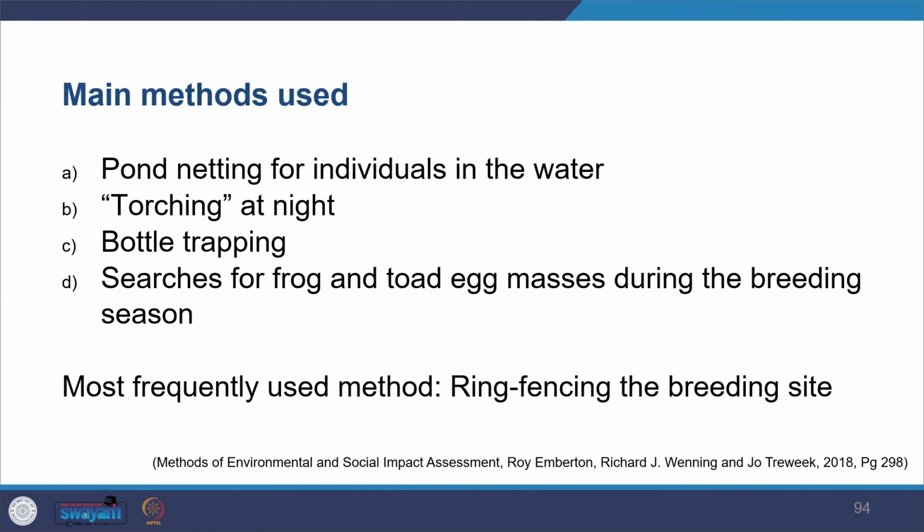The main methods used are pond netting for individuals in water, torching at night. Then you can have wattle trapping. Then you can also have searches for frog and toad eggs, and so on. And you can also use a combination of survey methods for this purpose. Ring fencing is also said to be one of the most frequently used methods. So you can do a ring fence around the breeding site.